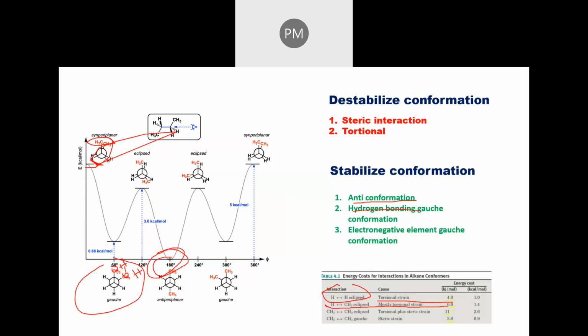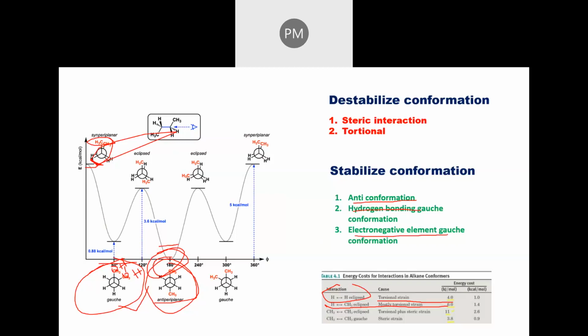So if there is a possibility of hydrogen bonding in our molecule, then our gauche conformation will be more stable as compared to our anti-conformation. For that case this energy will be the lowest one, and compared to that, this energy will be a little higher. So if there is a chance of hydrogen bonding, then the gauche conformation will be more stable.